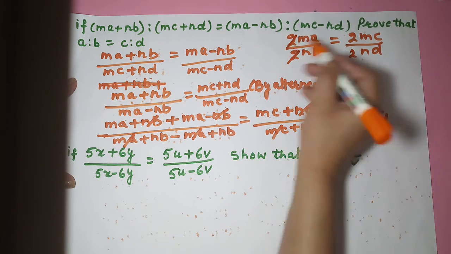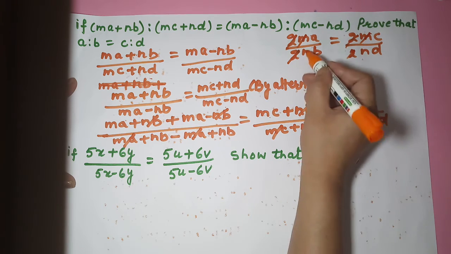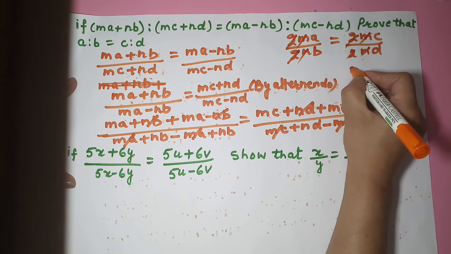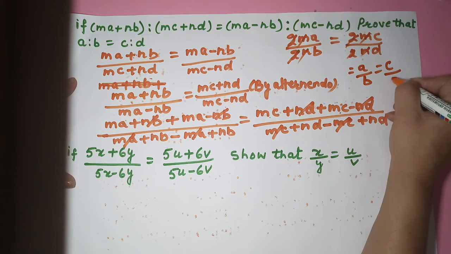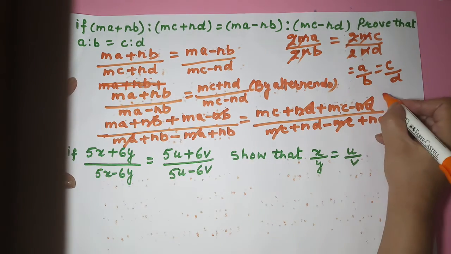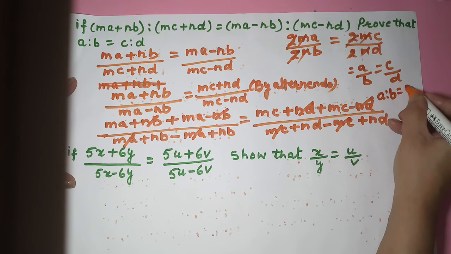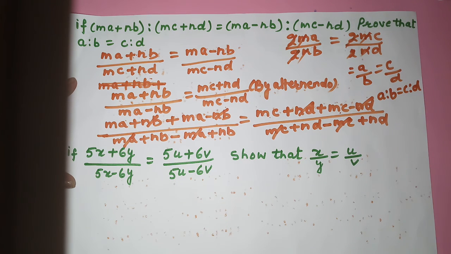Now 2, 2, 2, 2, M and M, N and N will go. So what am I left with? A by B equal to C by D. And then he wants me to write the answer like this. I'll write the answer in the ratio.